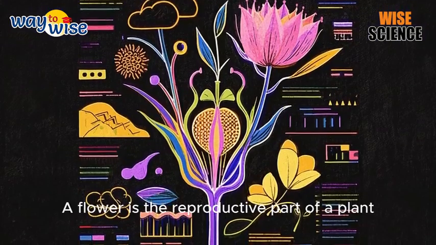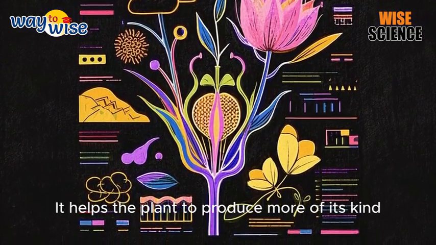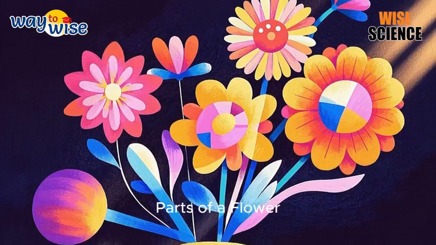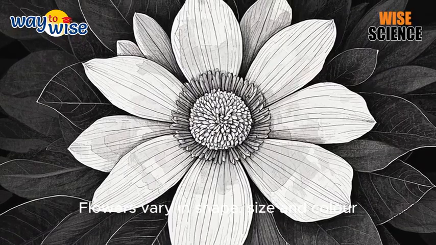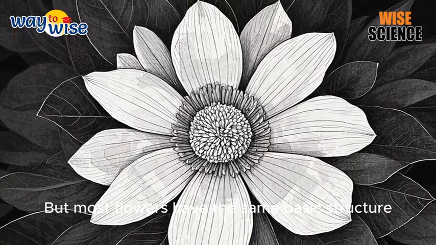A flower is the reproductive part of a plant. It helps the plant to produce more of its kind. For this reason, it is the most important part of a plant. Parts of a flower: flowers vary in shape, size, and color, but most flowers have the same basic structure.